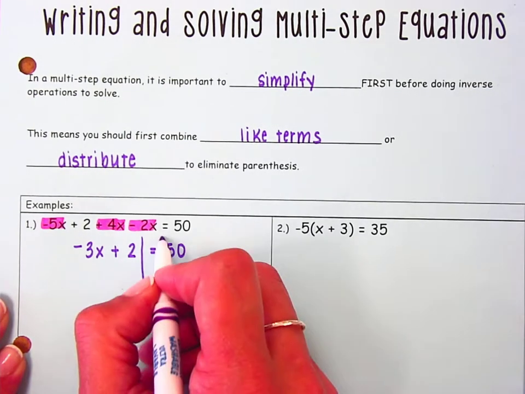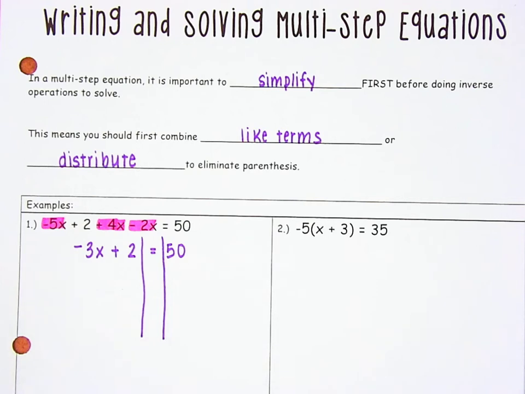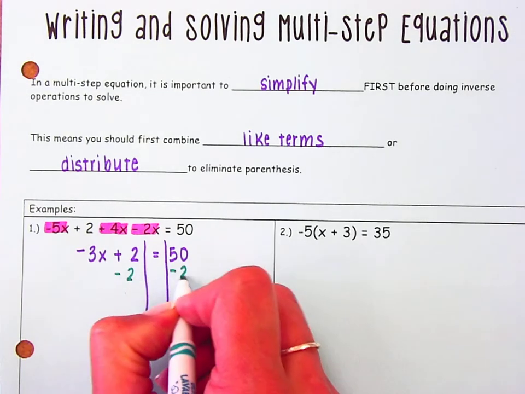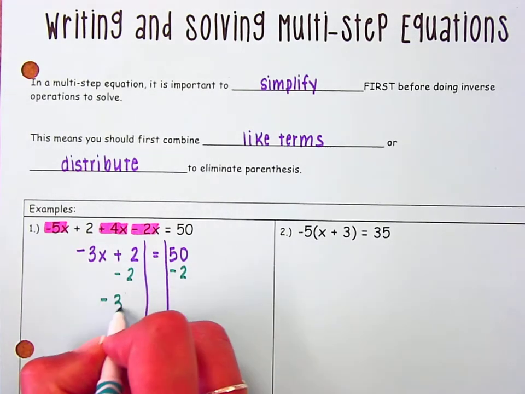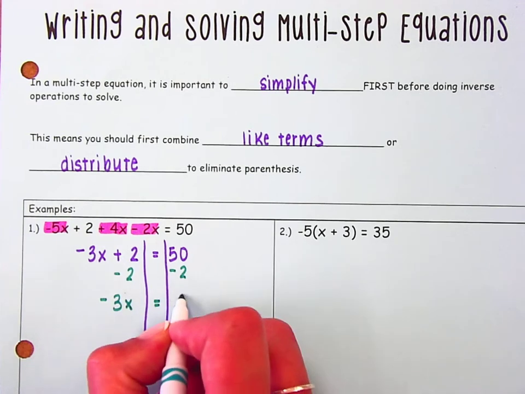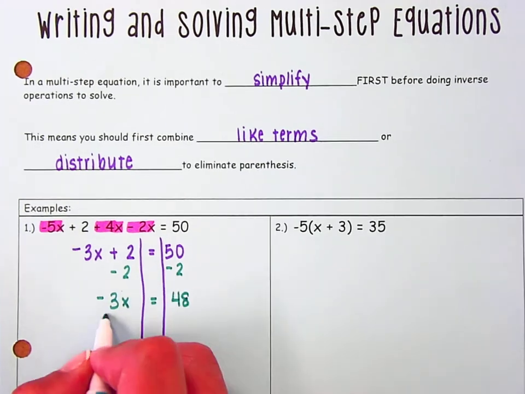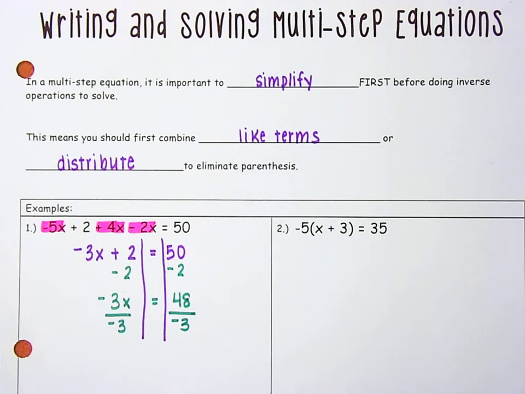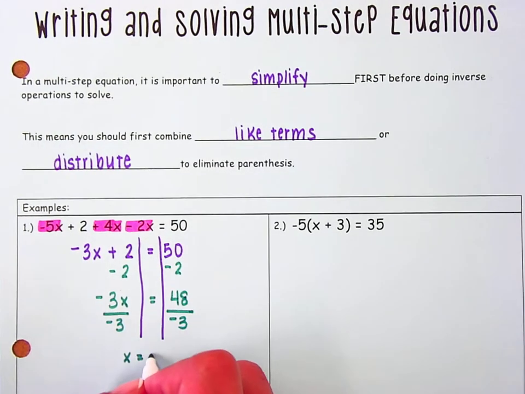So I'm going to go ahead and add my lines in there, and we can go ahead and solve as we normally would. So we'll start using those inverse operations and subtract 2 on both sides. So we're left with negative 3x is equal to 48. We'll divide by negative 3 on both sides to undo multiplying by negative 3. So x is equal to negative 16.